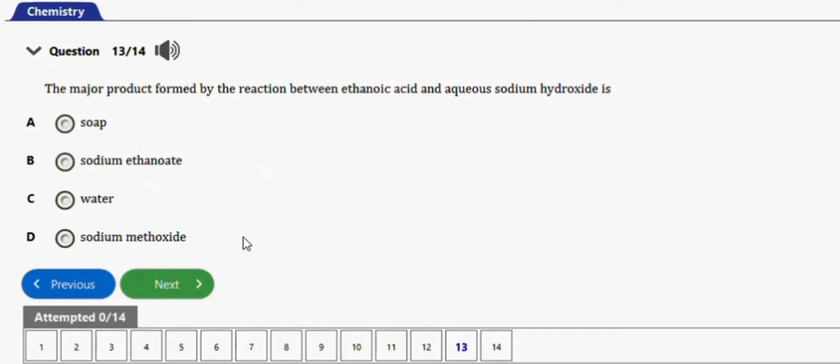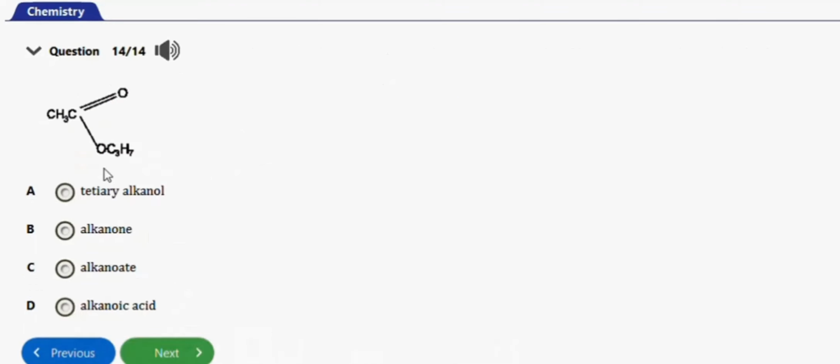Then the last question I have before I end this video. It says we should identify this structure. So this is basically an alkanoate, right? So when you rearrange this structure we have here, you are going to see that it's an alkanoate. So option C is the right answer to this question.